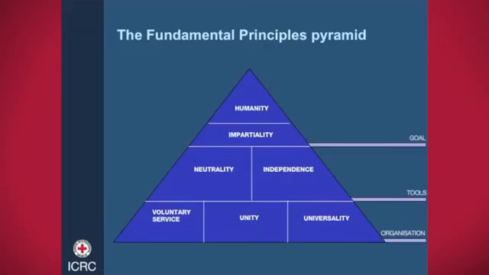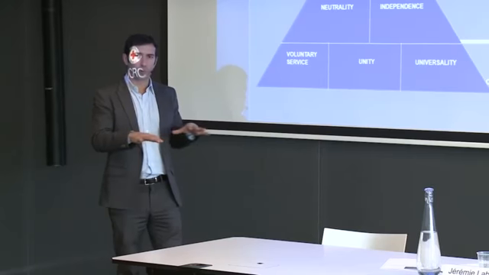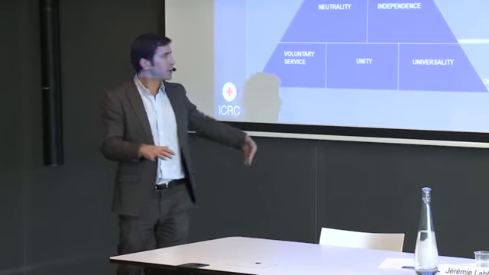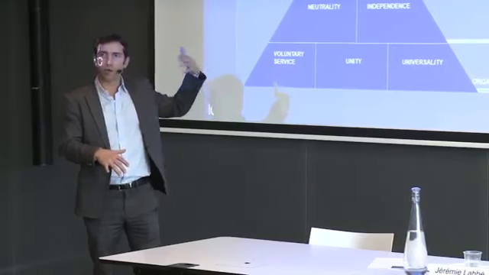Then neutrality and independence have a different character. They are operational tools for action that enable impartial humanitarian action, which is our goal. And then those three principles of voluntary service, unity, and universality that are unique to the movement, at least the way they are understood within the movement, are institutional in character. They provide the institutional foundations within the movement to enable the application of the other principles.